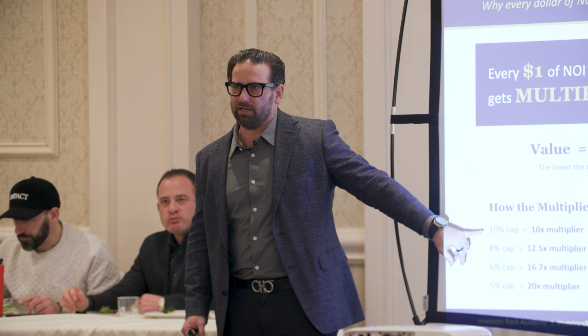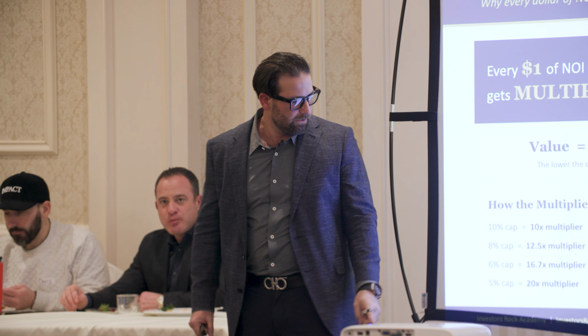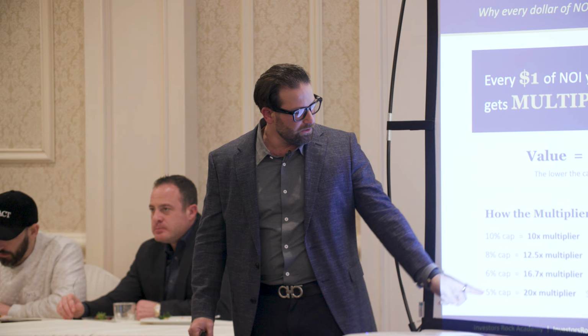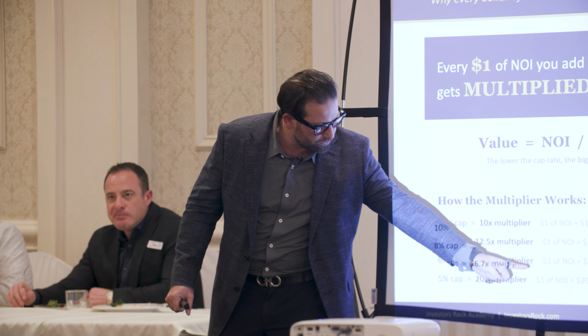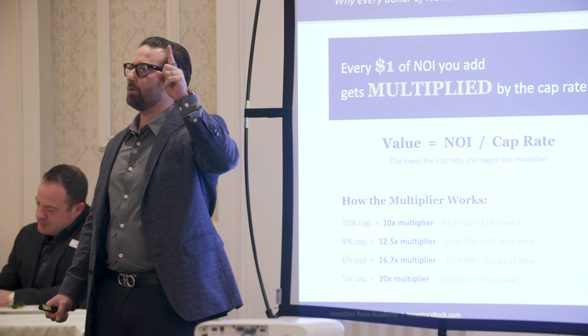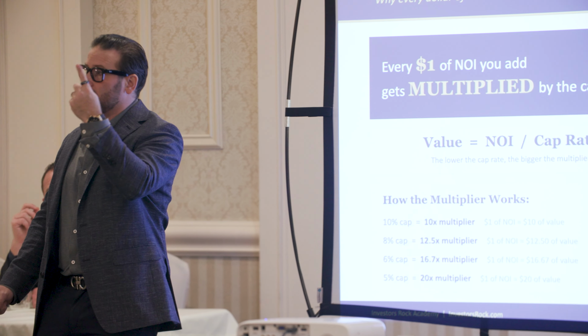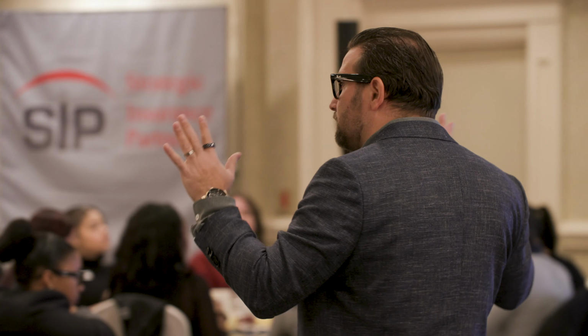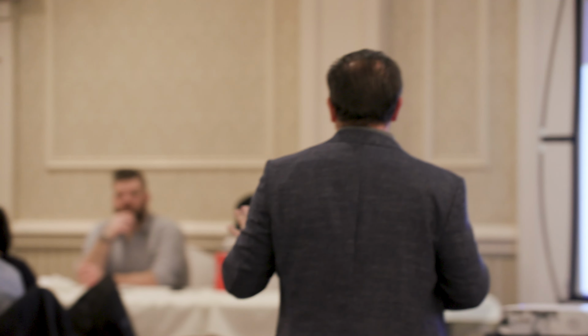In a 10% cap rate area, for every dollar, you get $10 back. In a 5% cap rate area, it's 20x. Why? Because for every dollar in net operating income, somebody's willing to pay $20 because $1 is 5%. If somebody's willing to buy a building at a 5% cap rate, they're willing to pay $20 for that $1 that you increased. So every dollar equals $20. Isn't that absurd? A lot of people don't understand this, but it's really, really crazy, okay? There's not many businesses that give you a 20x ROI.